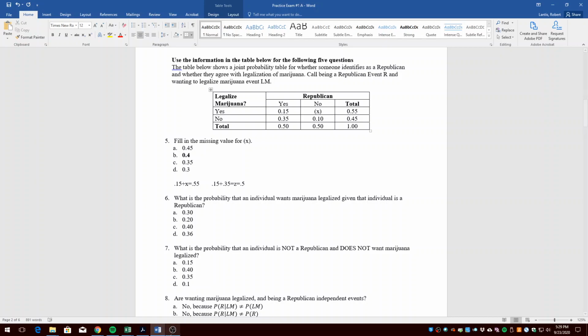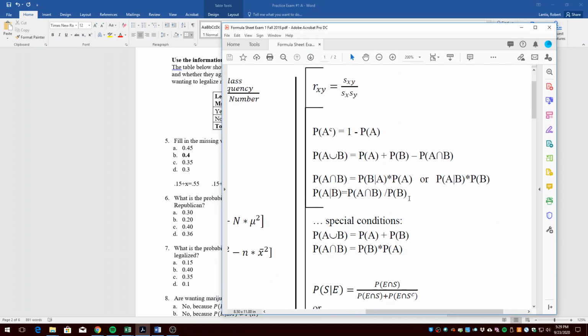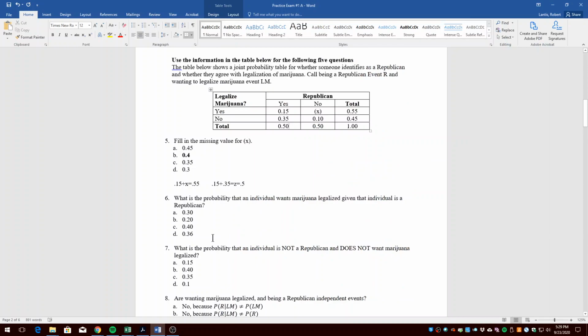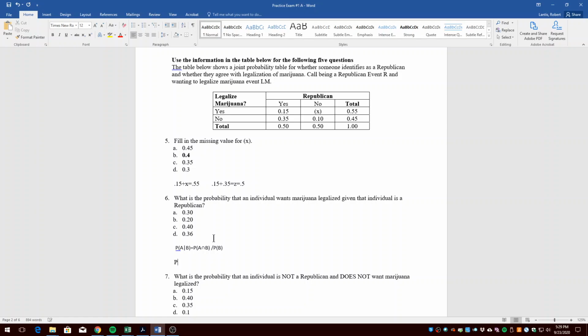So the next question is asking, what's the probability an individual wants marijuana legalized given that they are a Republican? So here we can go to our formula sheet, I believe on the right hand side, and we've got some of our rules of probabilities. So we want a conditional probability, which we know that we can write as the intersection of these two events divided by whatever we're conditioning on. So I would have this formula sheet in front of me. I'll just copy and paste it here so we can have everything on one line, and I'm going to write this out in the context of my example. So the probability that I want is that someone wants marijuana legalized, given or conditioned on that they're Republican.